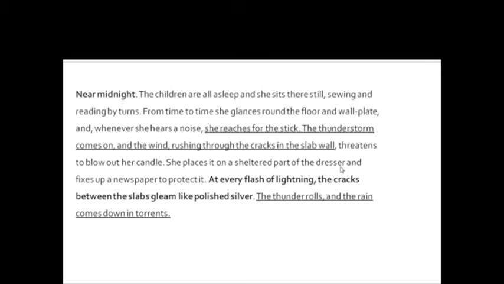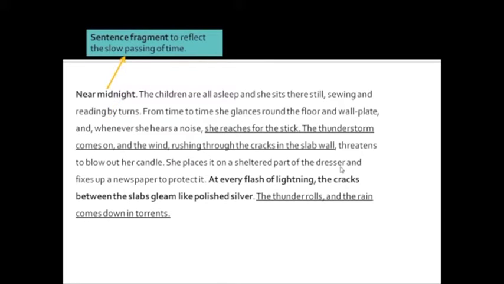So some time has passed and there is an anxious wait for the snake to reappear. So the sentence fragment right at the start here, near midnight, reflects this very slow passing of time. So right at the start, we have this nervous wait as the drover's wife watches for the snake.